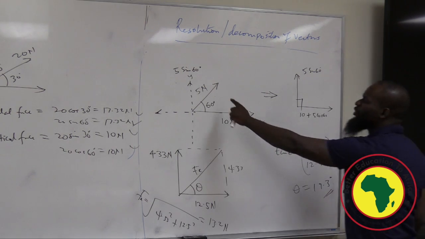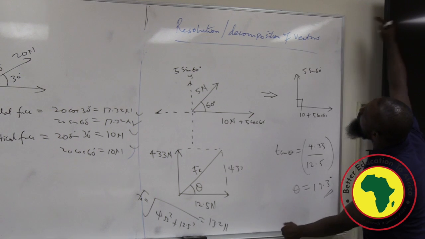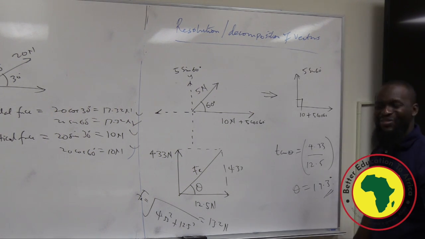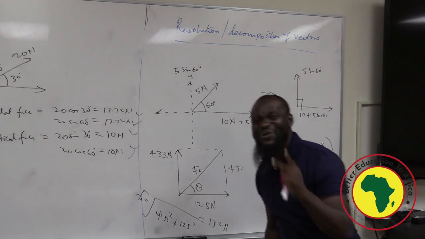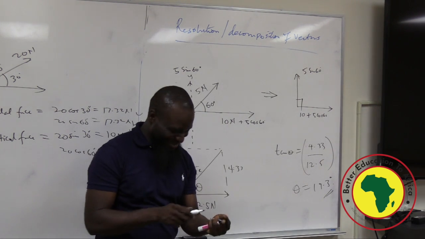Because I understand how to resolve vectors, I don't need to draw a parallelogram, use the cosine rule, and find an angle. Now you already know 2 ways to solve one problem. Hey, 2 ways to solve one problem.